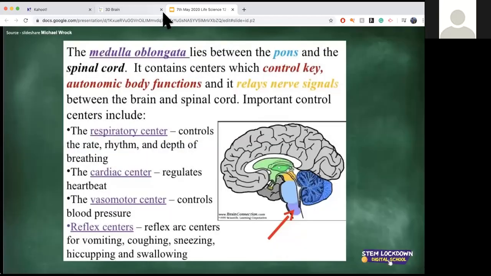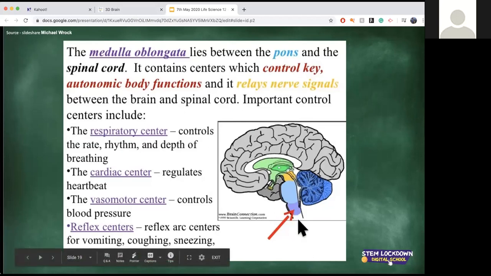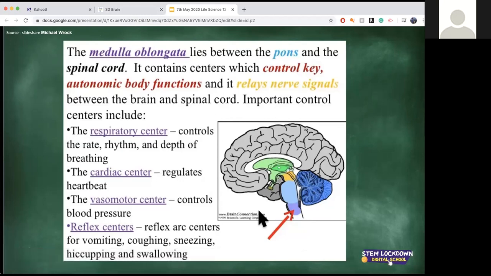Then we have the medulla oblongata, or the brainstem. Now the brainstem, the medulla oblongata, lies between the pons, that's the pons over there, and the spinal cord, and this is the spinal cord that goes down over here. So this is your brainstem. It contains the autonomic body functions. Those are the things you cannot control. You can't control the depth of your lungs breathing. You can hold your breath for a bit, but eventually you'll start breathing again.